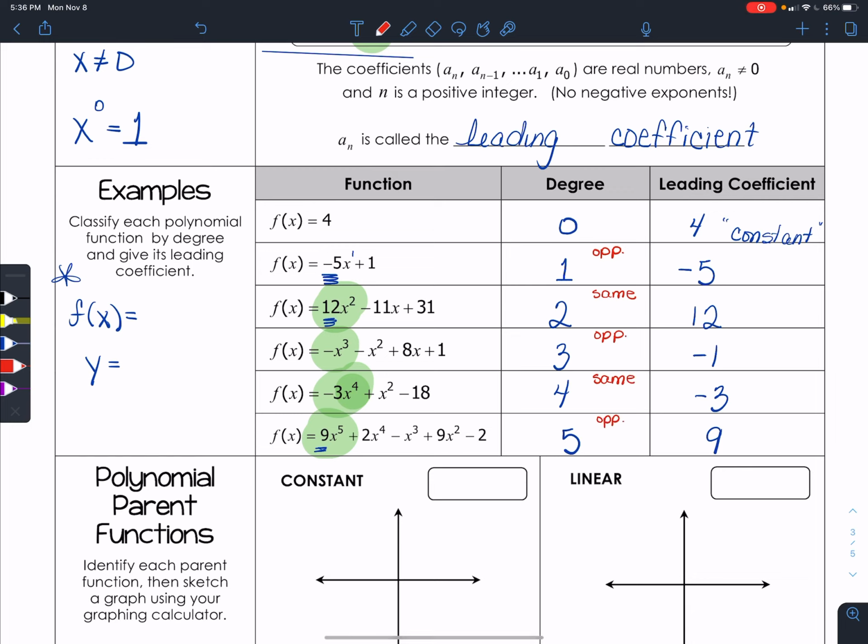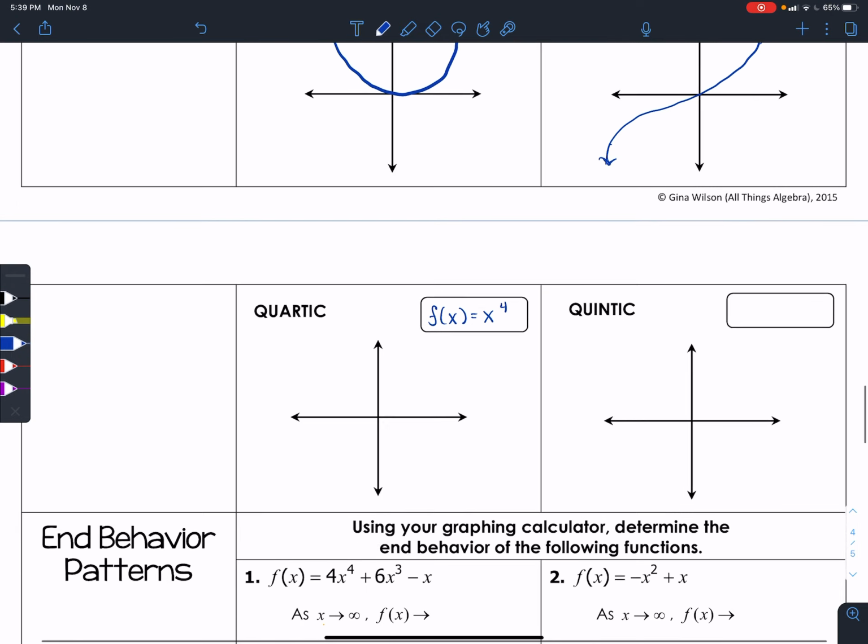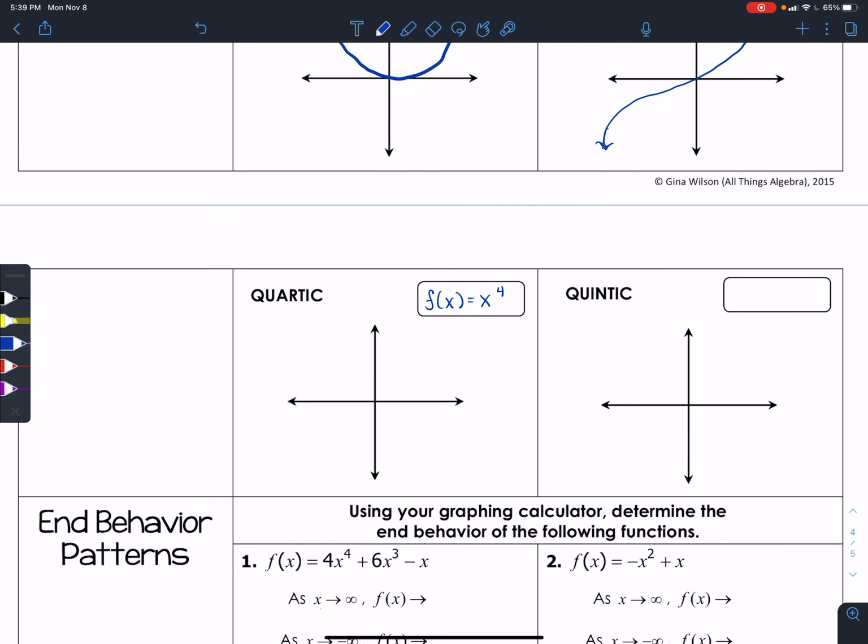So if we have quartic, both ends are going to point in the same direction, and when it's a positive leading coefficient, because this is a +1, both ends are going to point up.